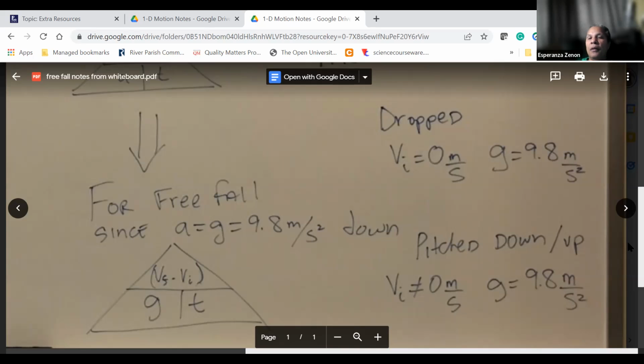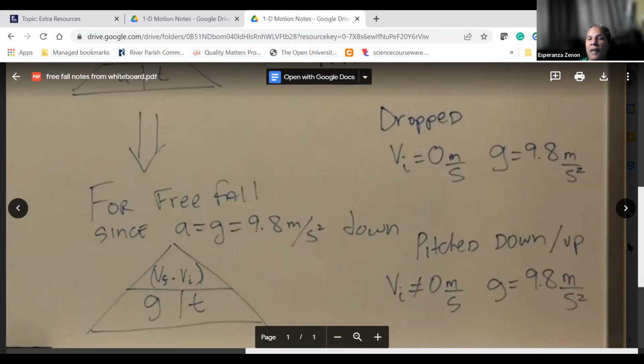right? Now, we do have other scenarios. What if I throw the object up or pitch it down? If I throw it up, it's still free fall once it leaves my hand. The only difference is it didn't start from 0. The acceleration is always what? 9.8 meters per second squared. But if I pitch it up or pitch it down, it just means the starting velocity is not 0, okay?